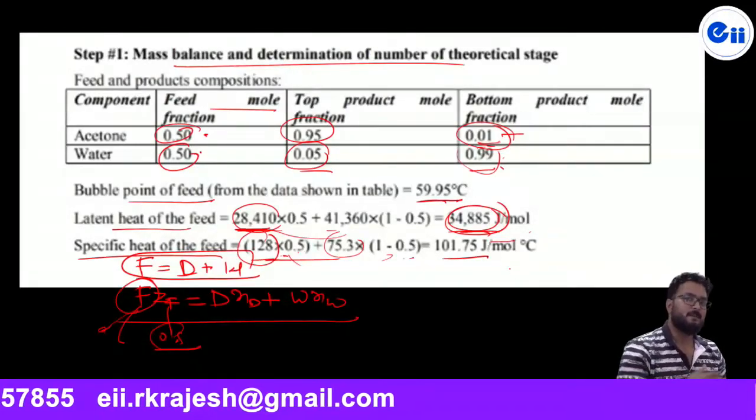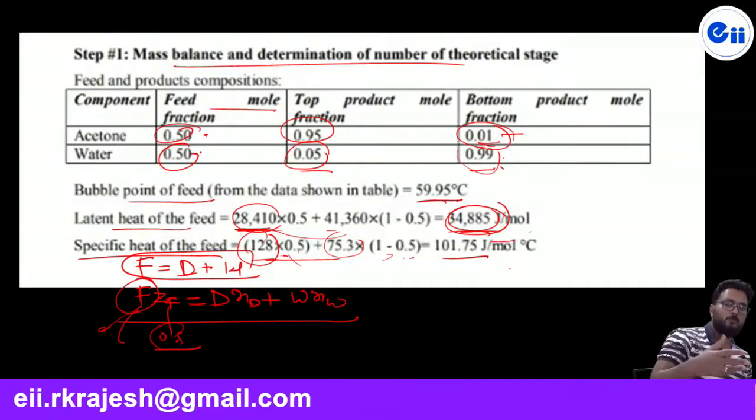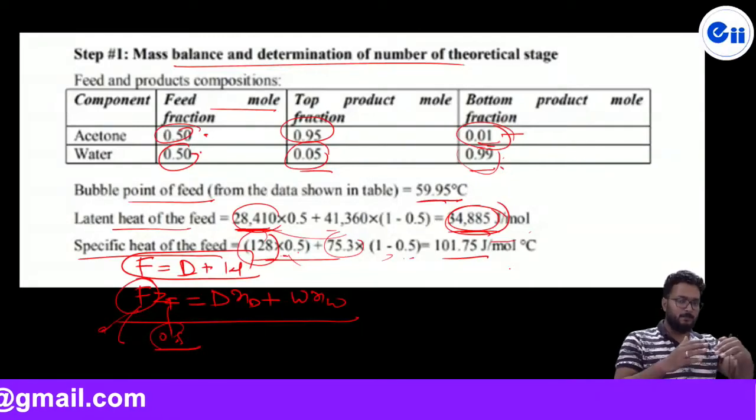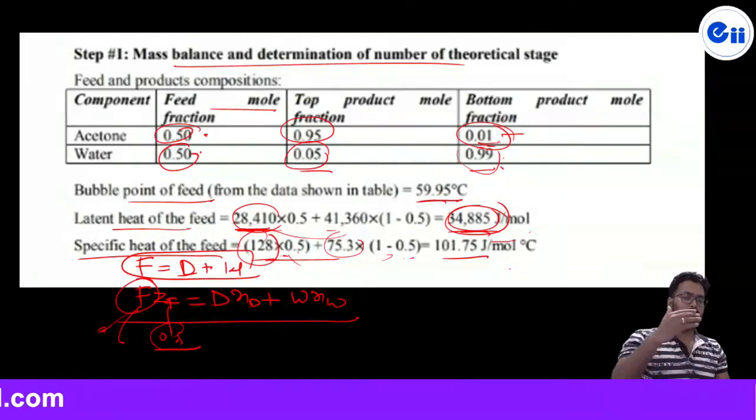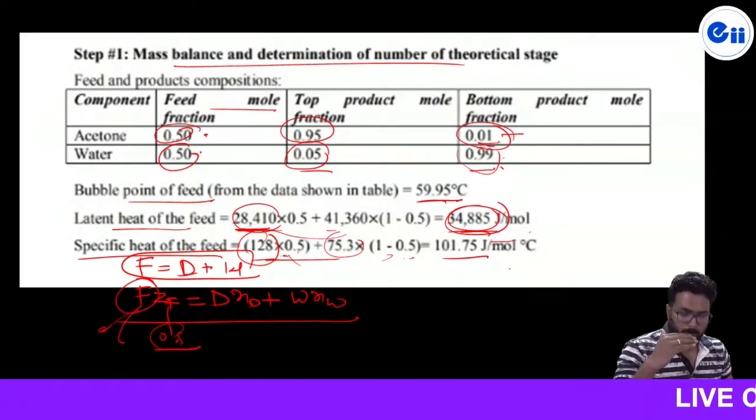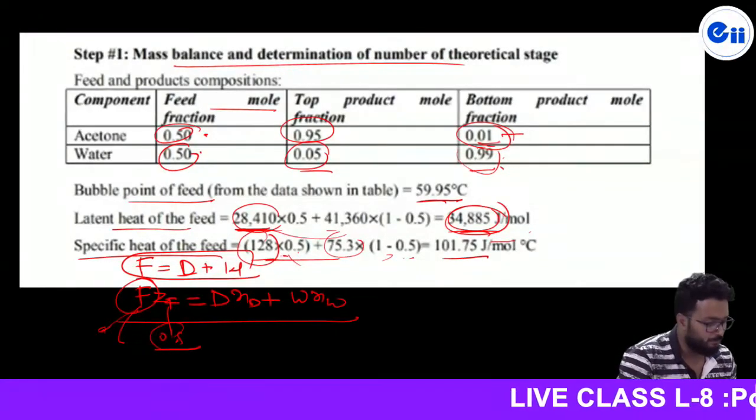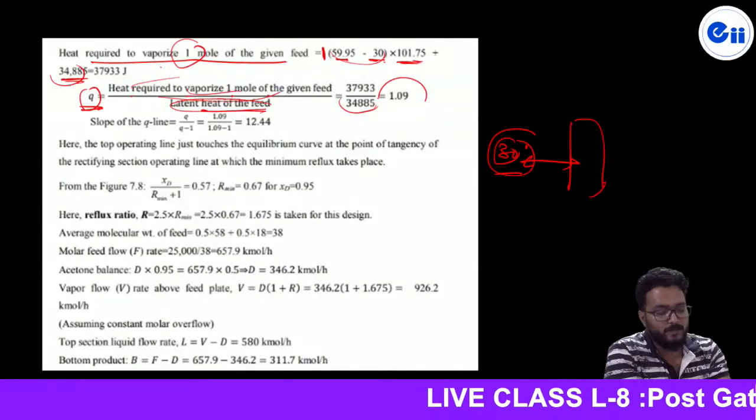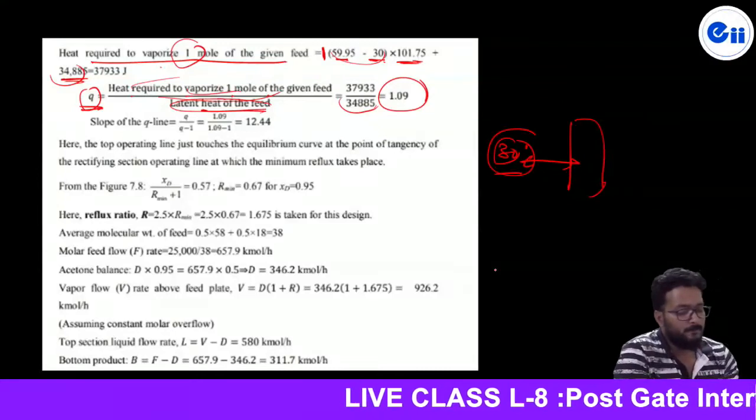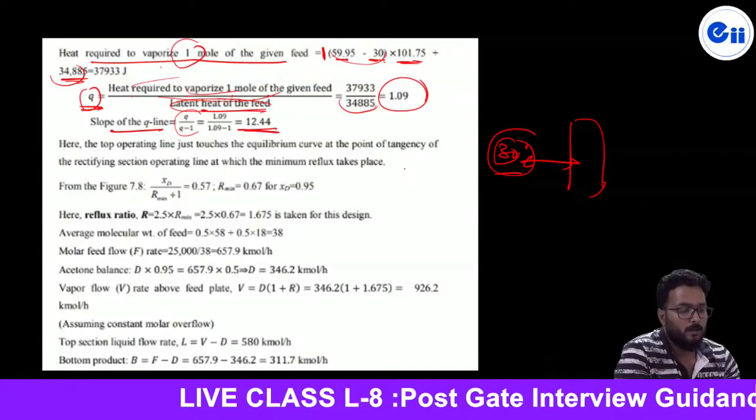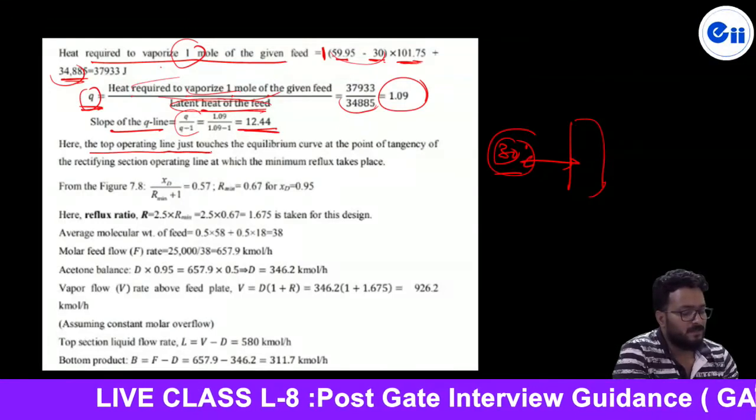And then since feed is subcooled liquid, because temperature is below bubble point, then Q will be more than 1. It is very obvious. Q will be more than 1 because feed is subcooled liquid. When the feed temperature is below the bubble point temperature, then obviously it is subcooled liquid. Q is found to be 1.01, and from this we can calculate the slope of the Q line, Q upon Q minus 1, and top operating line just touches the.